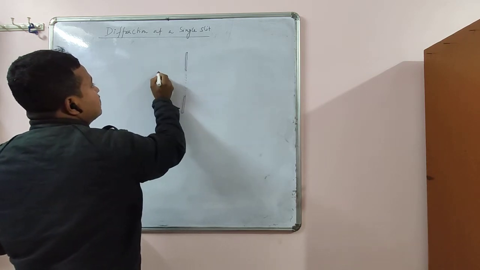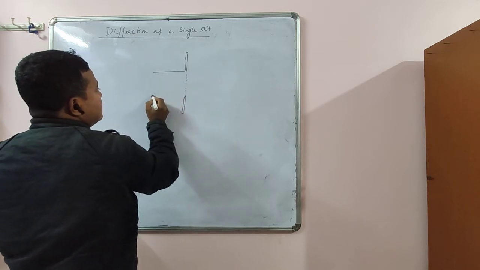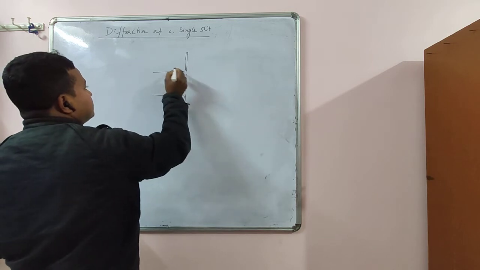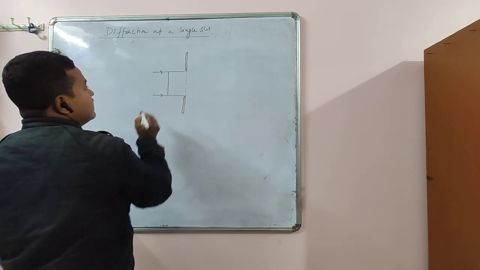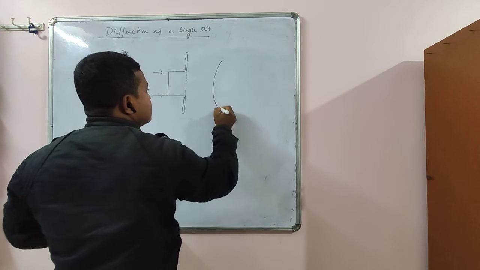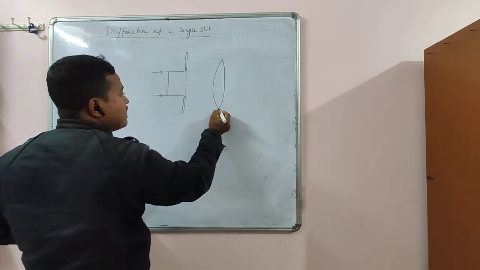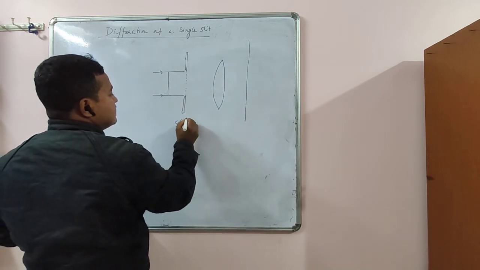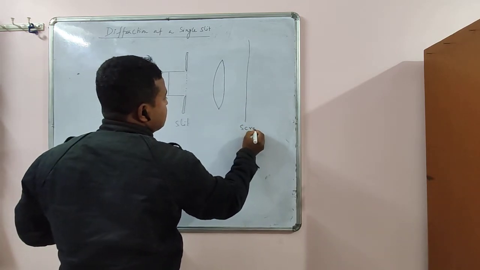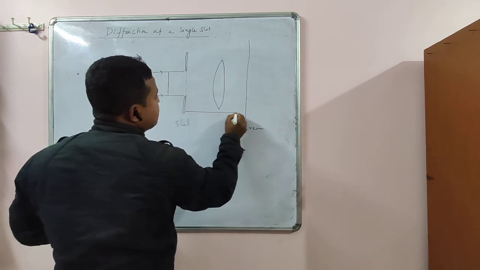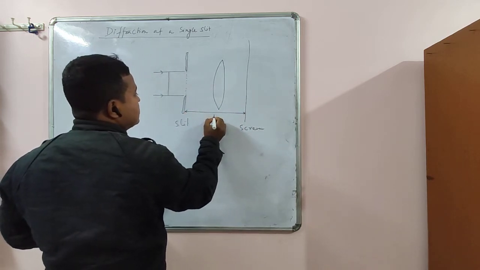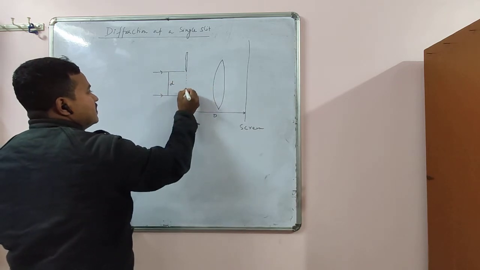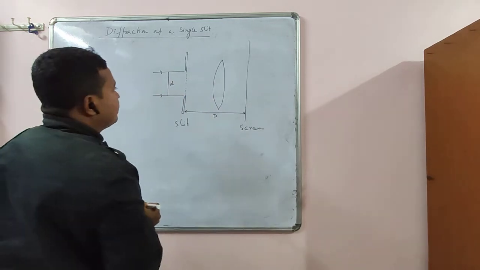Suppose there are parallel rays incident as a plane wavefront. This is incident here. You consider a convex lens, and this is the screen. So this is the slit, and this is the screen. Suppose the distance between slit and screen is D, and small d is the separation, that is the slit width.